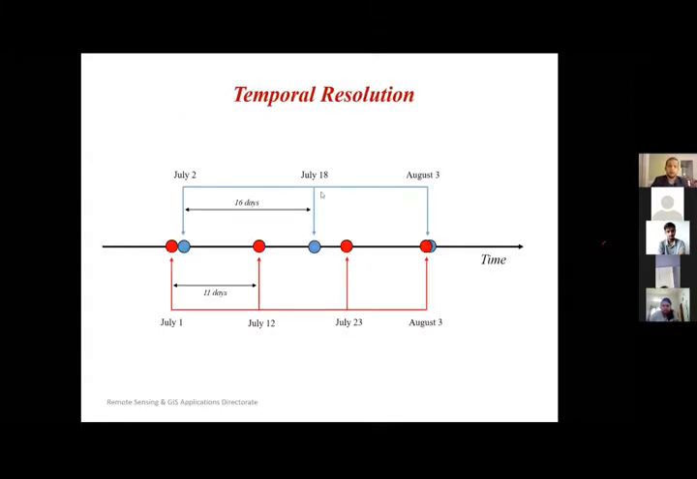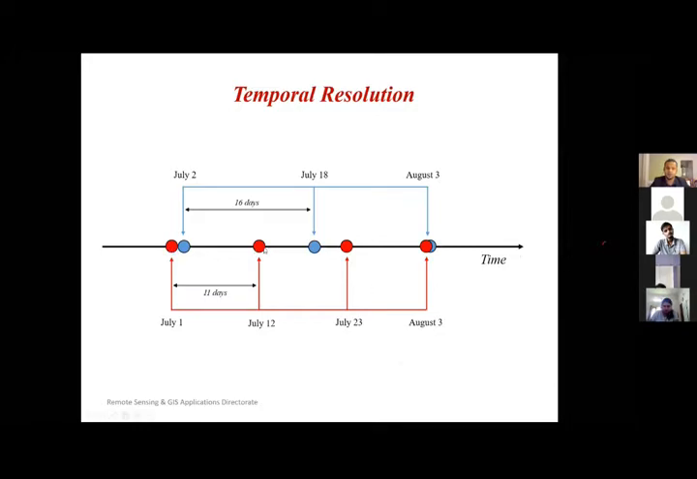So let us look into this. For example, you have a repeat cycle of 16 days, which is shown on the top, and a repeat cycle of 11 days. What does it mean? This satellite is coming to a single point every 16 days, trying to capture one portion of the Earth every 16 days. Whereas this one is trying to capture a particular point on the Earth's surface every 11 days. So what do we mean? That we will have more frequent data here in the lower part.